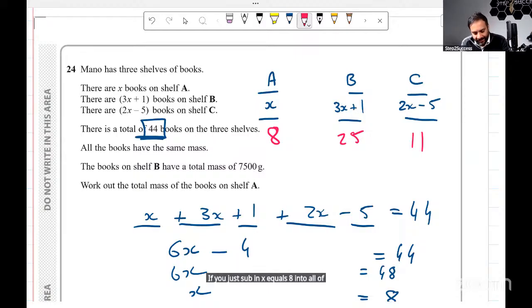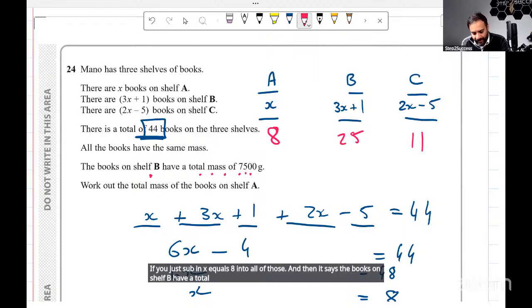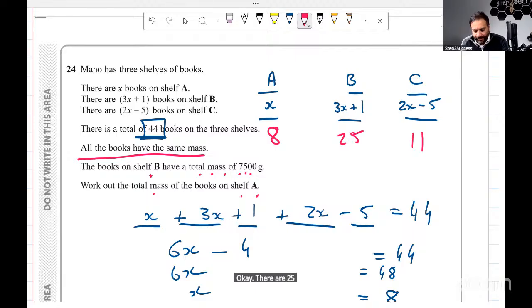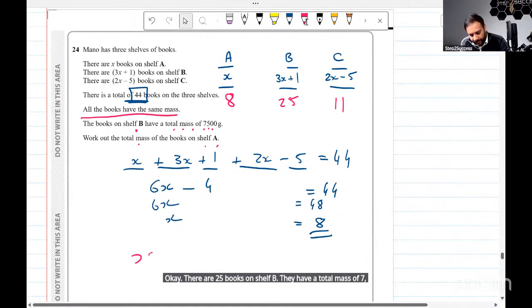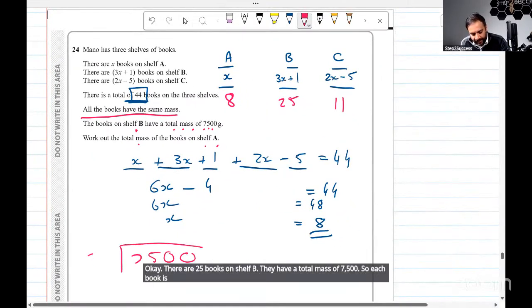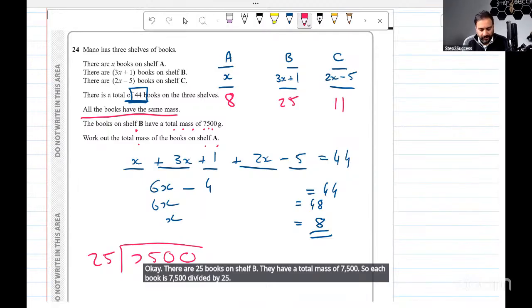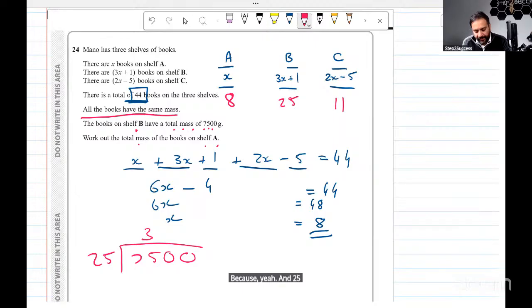And then it says the books on shelf B have a total mass of 7,500, and all the books have the same mass. Work out the total mass of the books on shelf A. Okay, there are 25 books on shelf B. They have a total mass of 7,500. So each book is 7,500 divided by 25. And 25 goes into 75 3 times and then zeros. So each book is 300 grams.